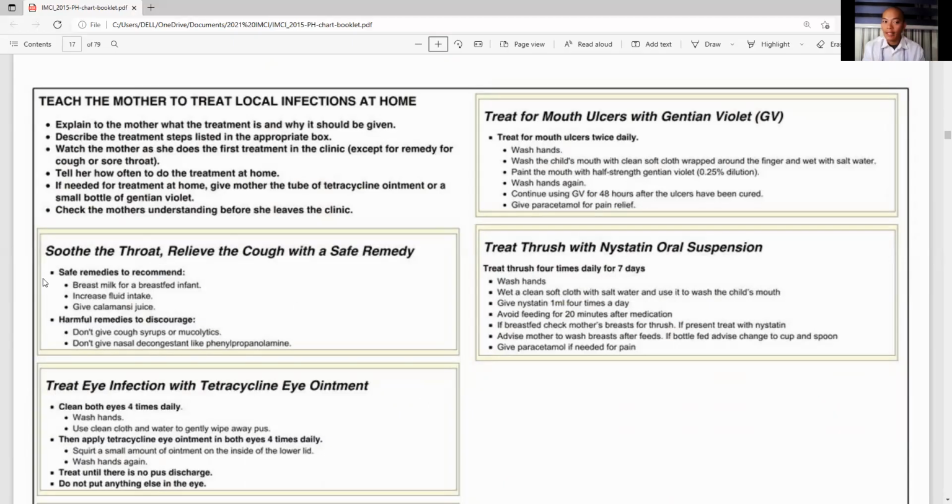Okay, if the patient is coughing and we want to soothe the sore throat, ito yung mga recommendations natin. Breast milk, breastfeed the infant because breast milk has natural antibiotics. Calamansi juice, increase fluid intake. Do not give cough syrups or mucolytics. Do not give decongestants. Okay, so yan yung mga bibigyan natin.